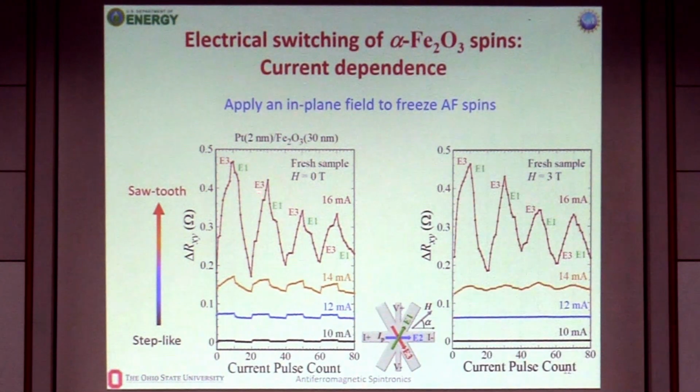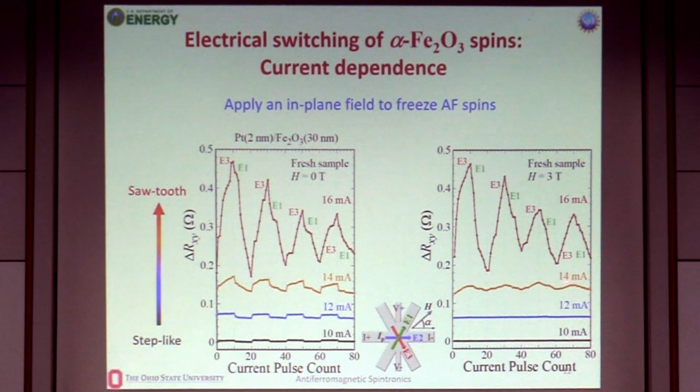To find out what is causing this change, we apply an in-plane field. The idea is that if we apply a field high enough, like 3 Tesla, we should be able to lock the antiferromagnetic spin along a certain direction. And then, like we expected, at 10 and 12 milliamp, when they show more or less square waves, you become flat. That means the field of 3 Tesla is enough to freeze it. No matter which direction you pulse your current, it's not going to respond. So you always measure the same spin configuration in this situation.